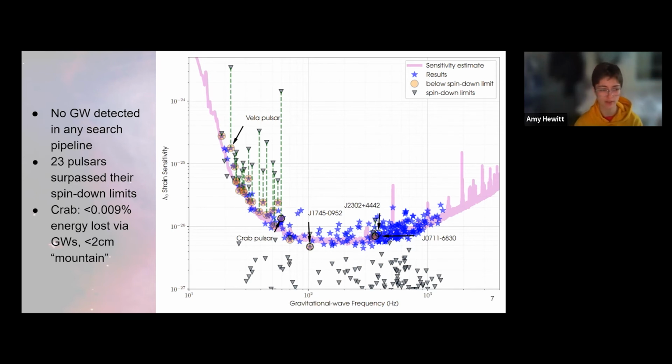And then in terms of ellipticity, this corresponds to a mountain of less than 2 centimeters. And for context, previous analysis had constrained its mountains to less than 3 centimeters.